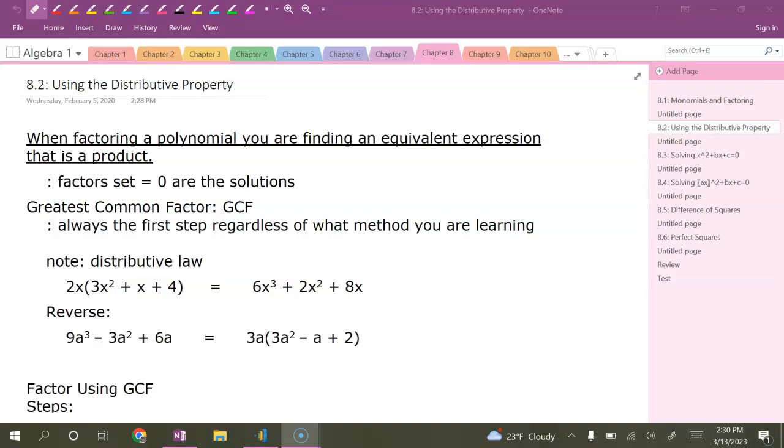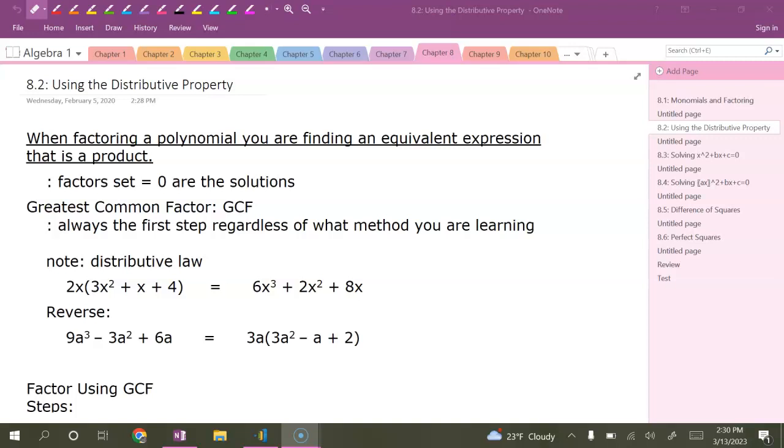Chapter 8, Section 2 is titled Using the Distributive Property. What we're going to do is kind of the opposite of what you think about when you're doing the distributive. A lot of times distributive means that you're multiplying. And with this whole chapter, we've been talking a lot about factoring. So we're going to talk about how factoring is like the opposite of what you did when you were using the distributive property.